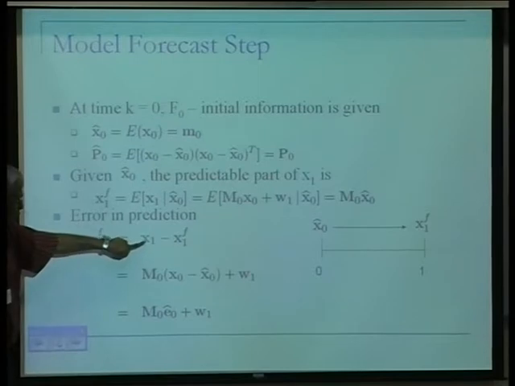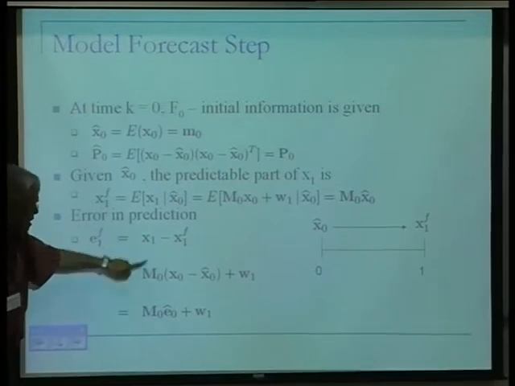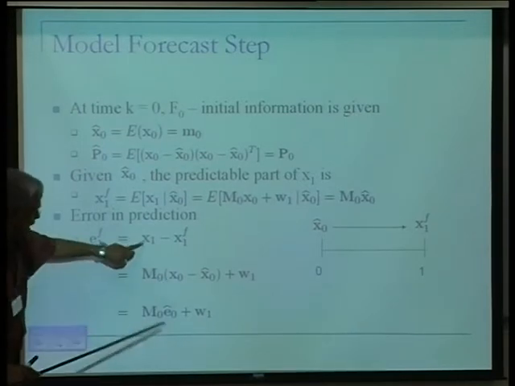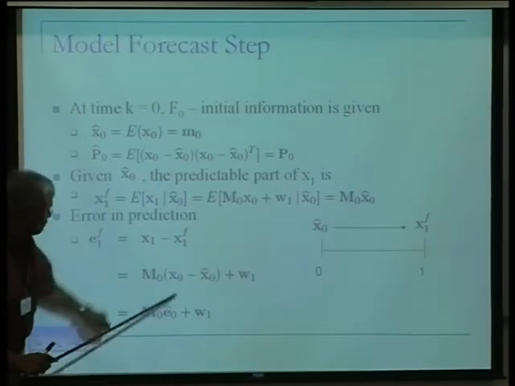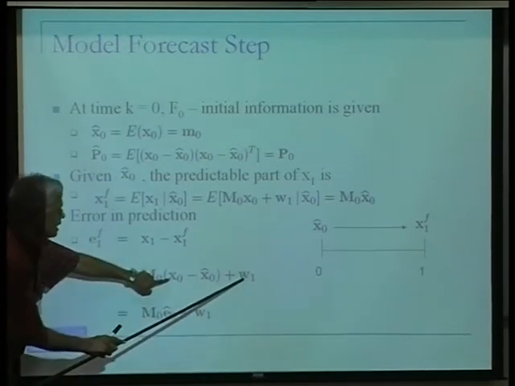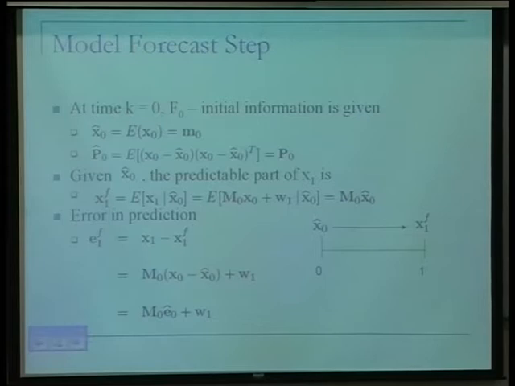I can substitute x1 is m of x naught. That comes from the true state. This is the predicted value, that is m of x naught hat. The predicted state has the noise, this one. So this is where I would like you to have a first aha.